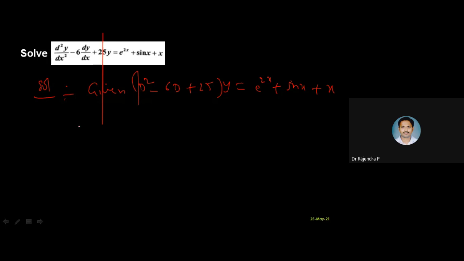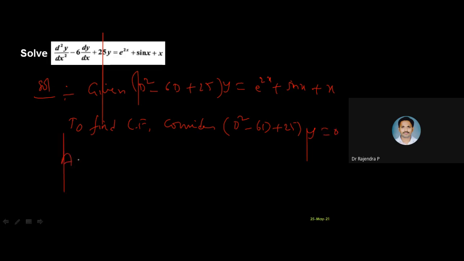So now, to find our particular integral and to find the complementary function, we will consider again only the left side. Consider (D square minus 6D plus 25) into y is equal to 0. Then we have to write our auxiliary equation. The auxiliary equation is D square minus 6D plus 25, which is equal to 0.